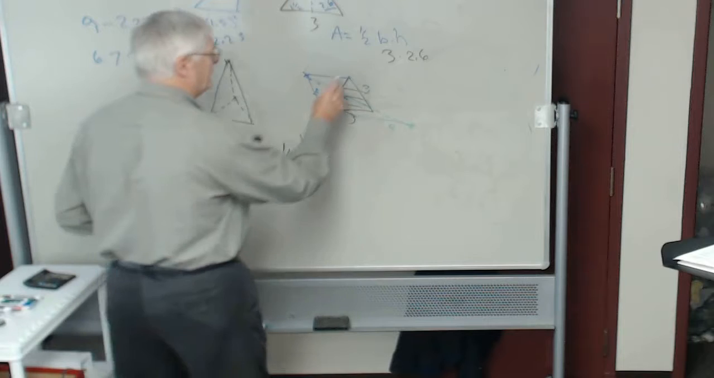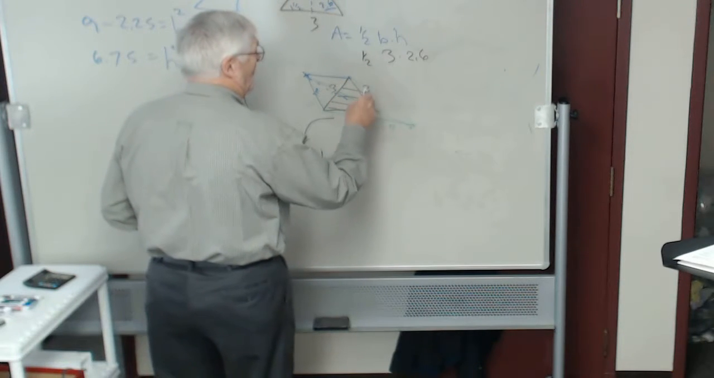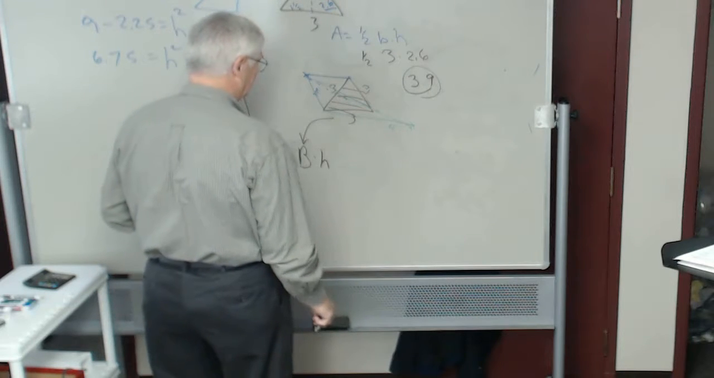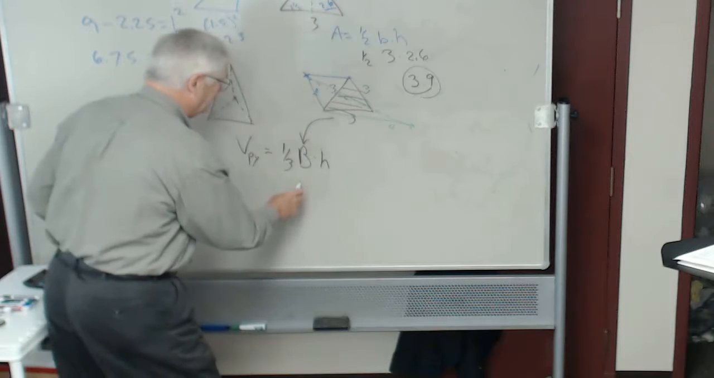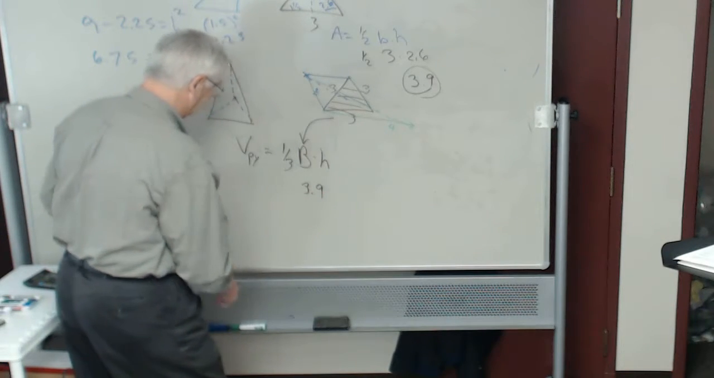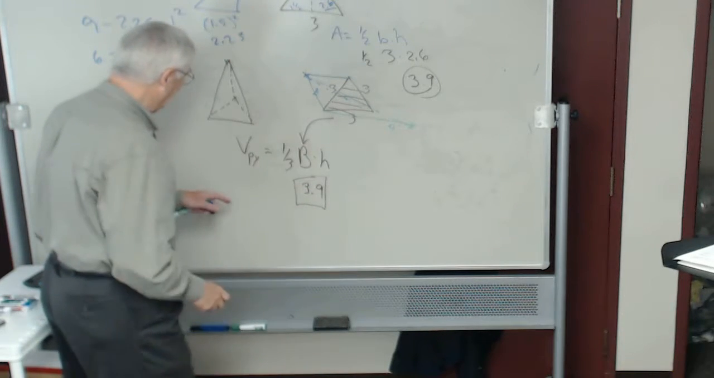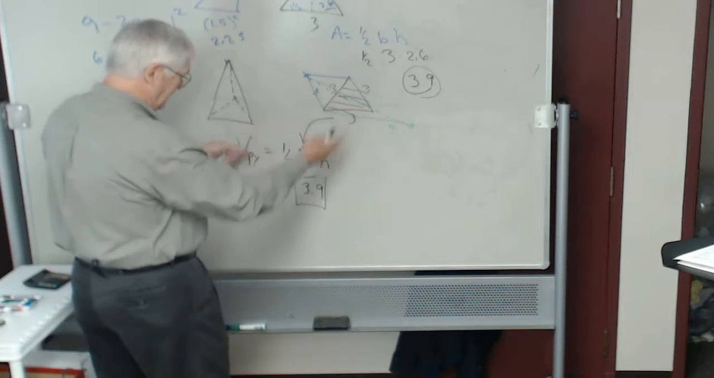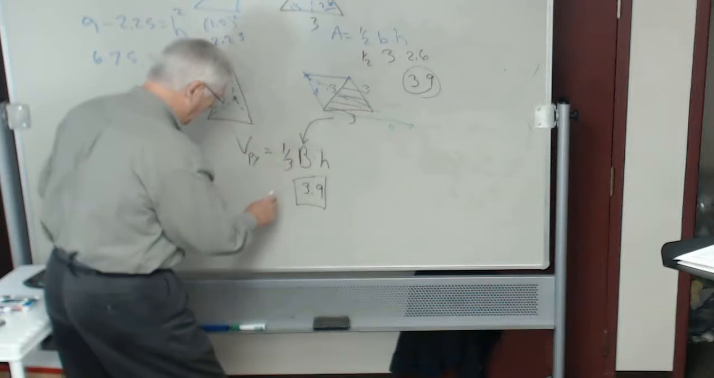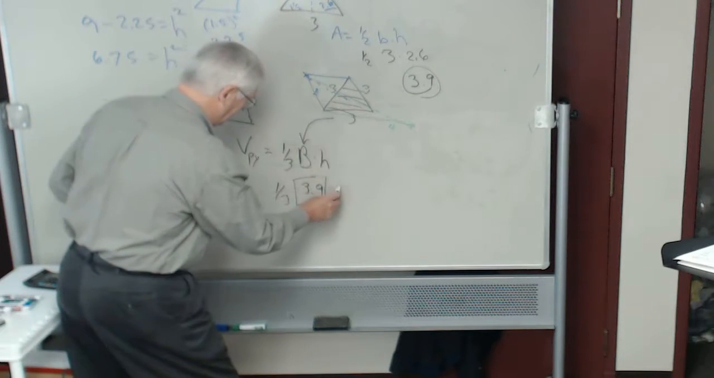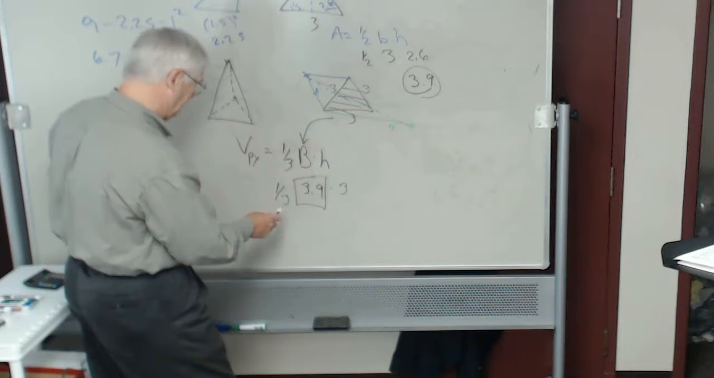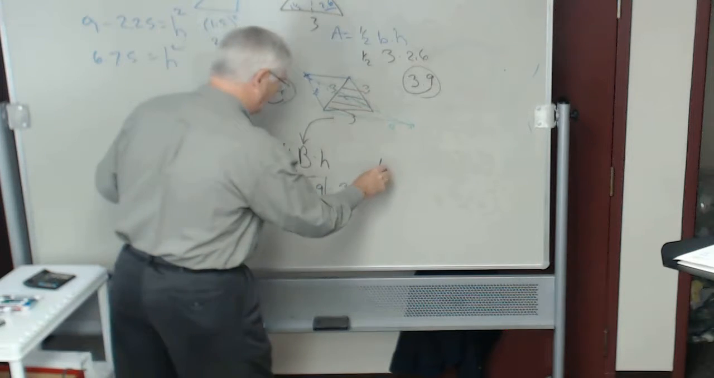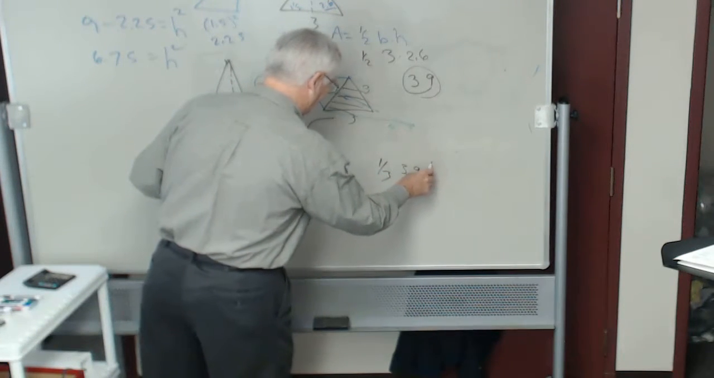See what's going on? That would be 3.9 would be this area. So now this base is 3.9, and one height is what, 3? So now I've got two pyramids to find the volume for. And what's the formula for the volume? 1/3 the area of the base times the height. So one of them, this one would be 1/3 times 3.9 times 2, and then 1/3 times 3.9 times 4.